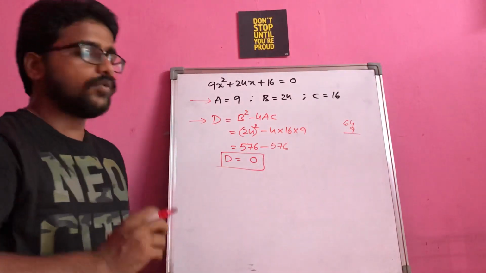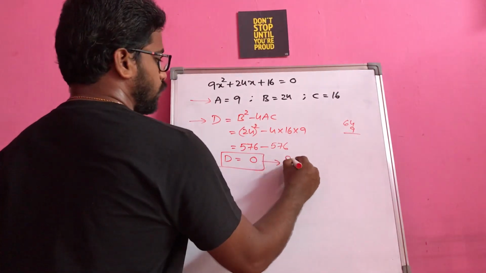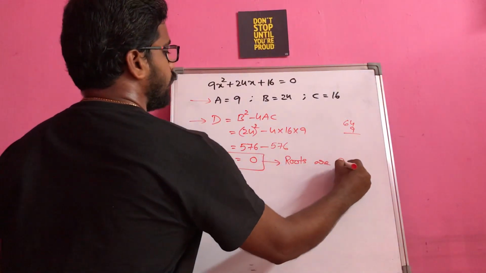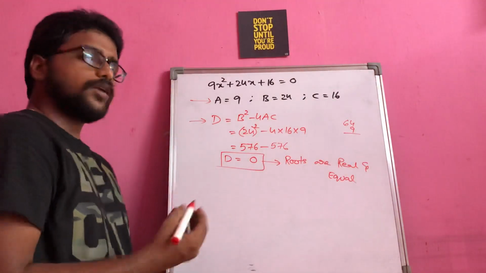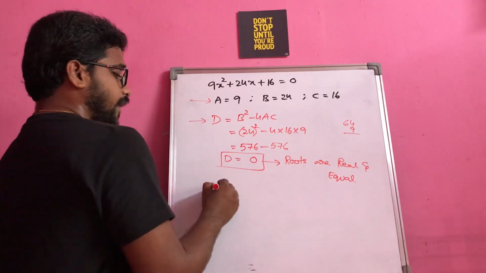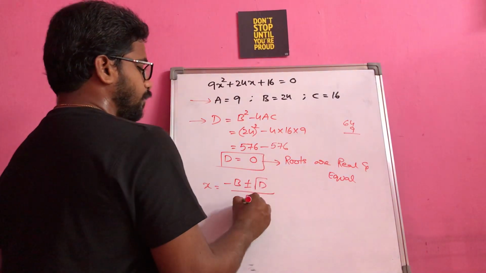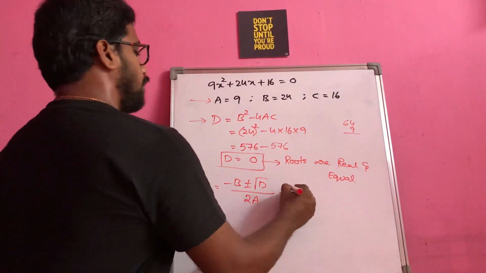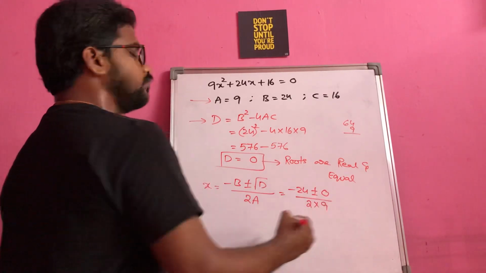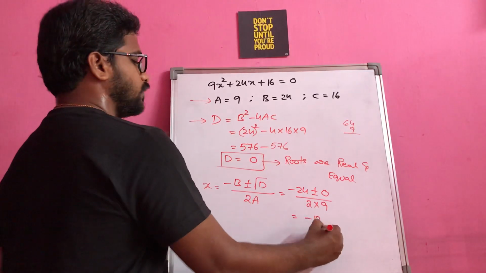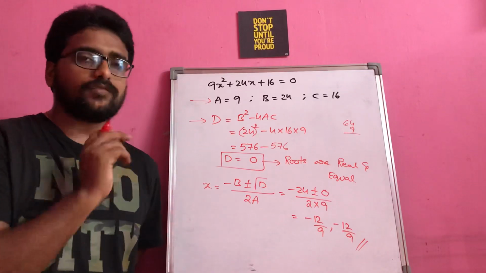Just try to recall what is the condition we said for D equal to 0. If D is equal to 0, that means roots are real and equal, right? Now substitute in the quadratic formula to get the values of x. x is equal to minus b plus or minus root D by 2a, that is minus 24 plus or minus 0 by 2 into 9. If you simplify this further, minus 12 by 9, minus 12 by 9 are the roots of the given quadratic equation.